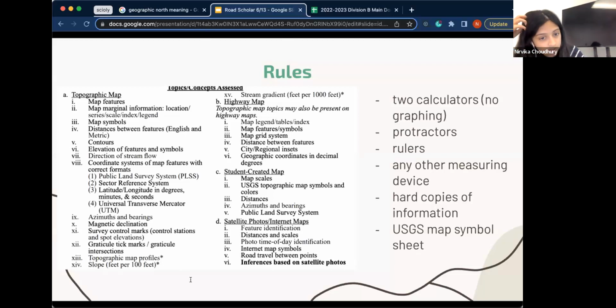I don't think you're allowed to use compasses. I mean, it isn't any other measuring device. You can use compasses, but you don't really need it. That's the link to the USGS symbol sheet. It has a bunch of symbols and what they mean. This comes in really handy for a lot of questions, and you should have that in your binder, and you'll look through them to find what each means.